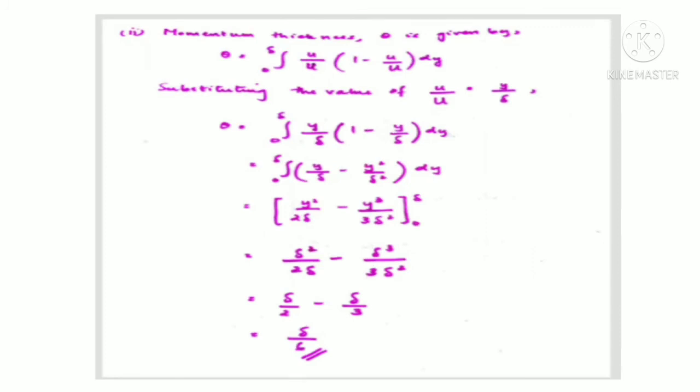Now let's try and find out the momentum thickness theta. We have the equation theta equal to integral 0 to delta of small u by capital U into 1 minus small u by capital U dy. Substituting the value of small u by capital U equal to y by delta, we have theta equal to integral 0 to delta of y by delta into 1 minus y by delta dy, which is equal to integral 0 to delta of y by delta minus y square by delta square dy. On integrating, we have y square by 2 delta minus y cube by 3 delta square from 0 to delta. On solving this, we have delta by 6 as the answer.